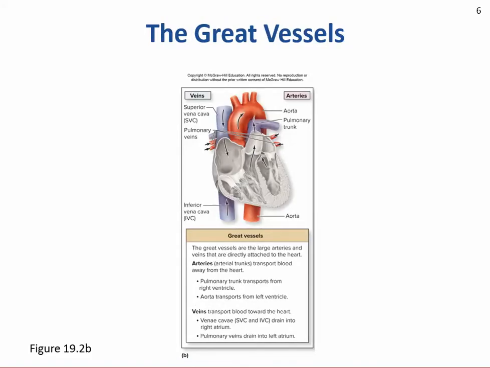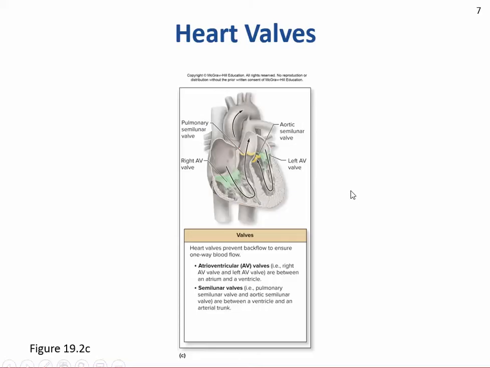Now there are things called great vessels. There are the vena cava, superior and inferior vena cava, bringing blood from the body to the heart. There are the pulmonary veins that bring blood from the lungs to the heart, and those are right here. There's 4 of them, and you'll notice they're red because they carry oxygenated blood. There's the pulmonary trunk and the pulmonary arteries that take blood from the heart to the lungs, and there's the aorta, which is the main artery that supplies blood to the body.